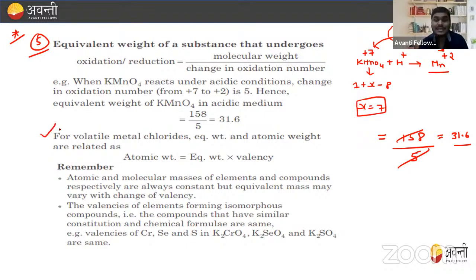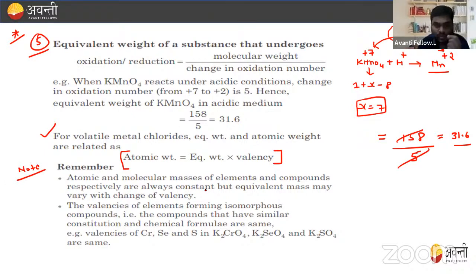For a volatile metal chloride, volatile means something which has the capability to form vapors. So for volatile metal chlorides, equivalent weight and atomic weight are related like this: atomic weight is equal to equivalent weight into valency. So this is how we can calculate for the volatile metal. Always remember some important notes here. Just remember this thing.